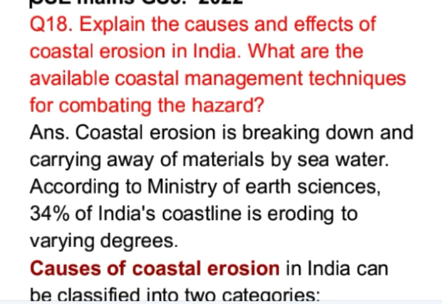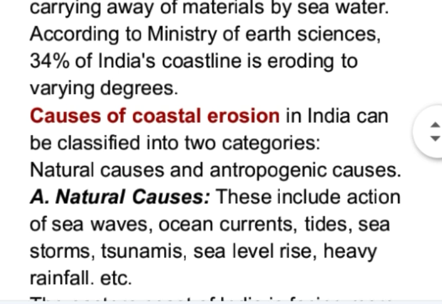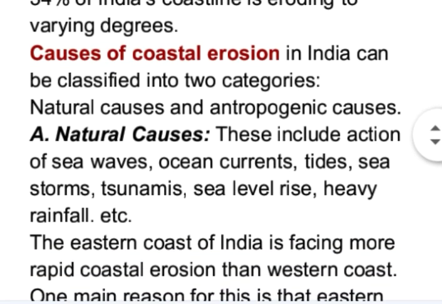Coastal erosion is breaking down and carrying away of materials by seawater. According to Ministry of Earth Sciences, 34% of India's coastline is eroding to varying degrees. Causes of coastal erosion in India can be classified into two categories: natural causes and anthropogenic causes.